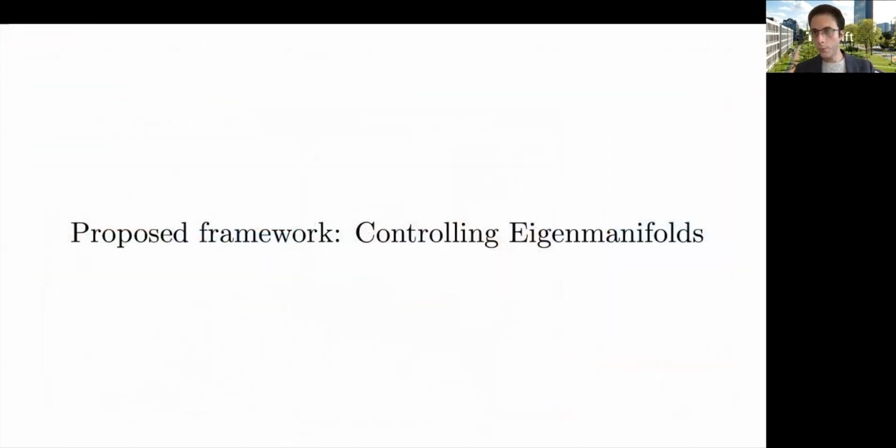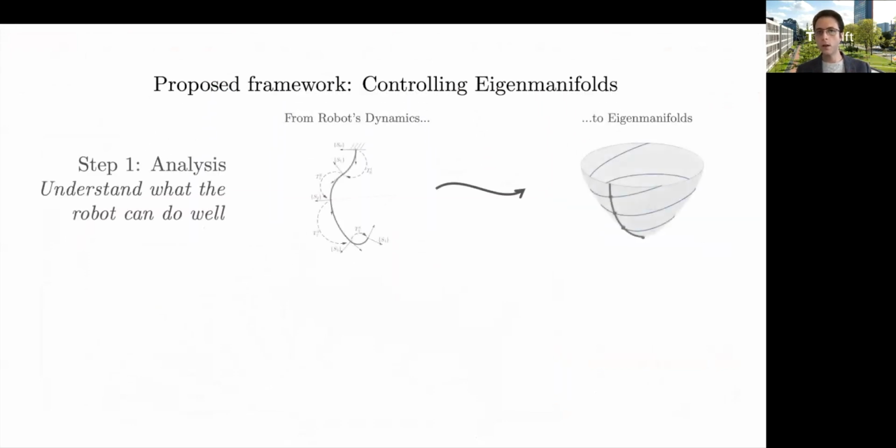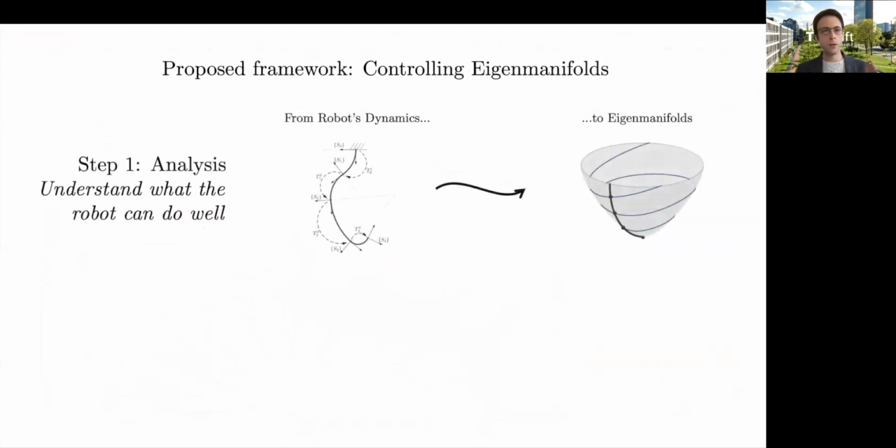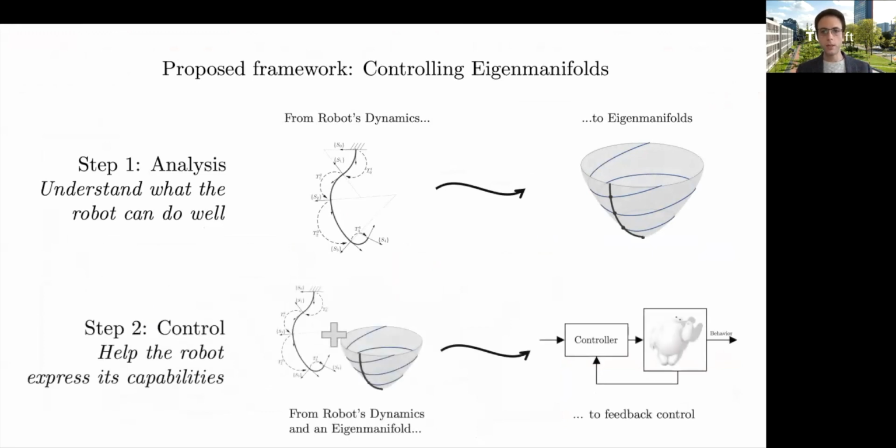The framework that we propose is called controlling eigenmanifolds, and it's based on a two-step process. The first one is to analyze what the robot can do well. And the second is to close a loop that can exploit the natural capabilities of the robot and help the robot express them.